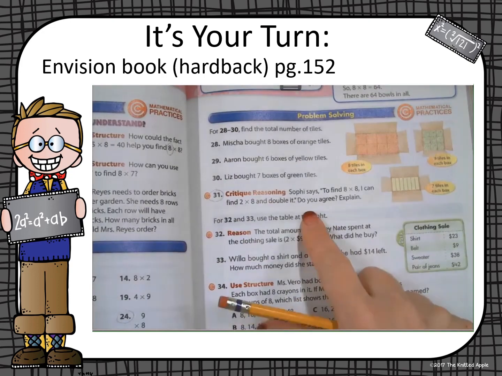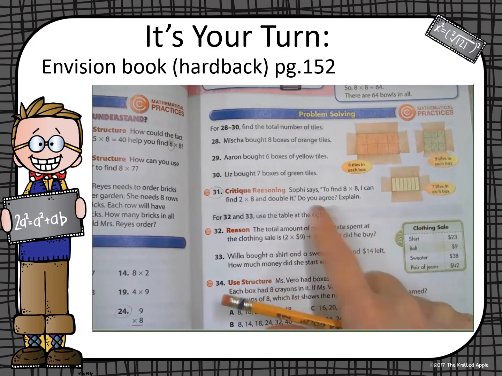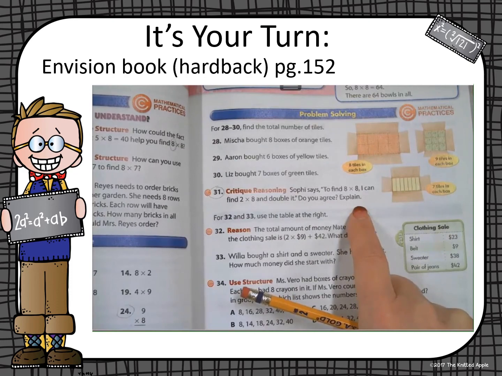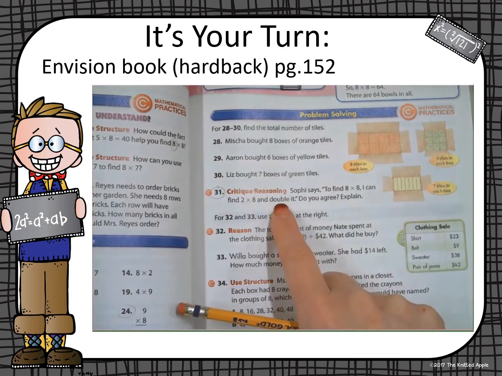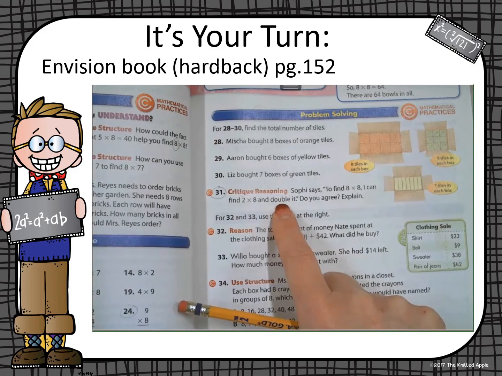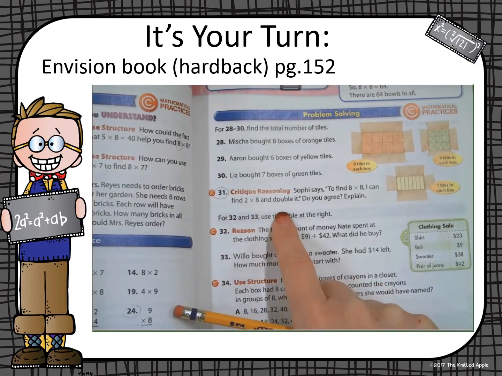Don't forget that when you are critiquing reasoning, you need to explain whether you agree or not and explain why or why not. Do you agree with that? And remember, double means make it twice. When you double something, you are going to do it twice. So think about if you double 2 times 8, what's that going to look like when you double it?